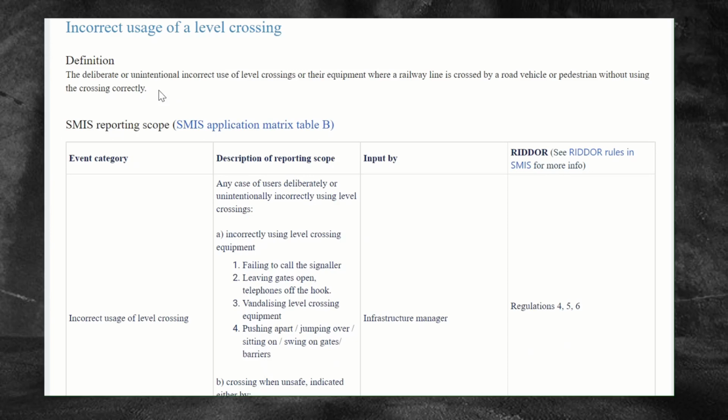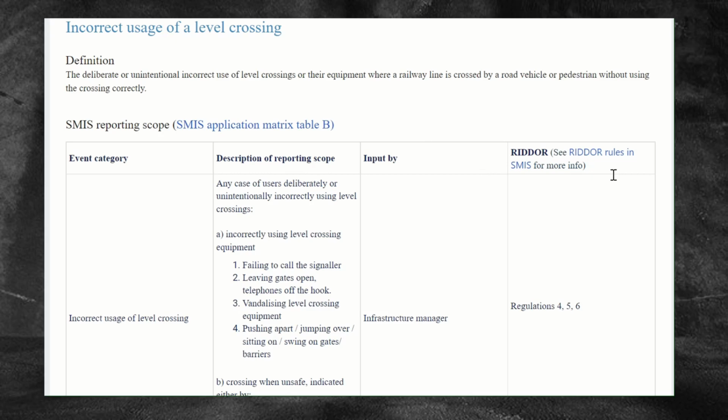First, you can find the definition, which reads, the deliberate or unintentional incorrect use of level crossings or their equipment where a railway line is crossed by a road vehicle or pedestrian without using the crossing correctly. Next, we have the SMIS reporting scope, which is an excerpt from Table B of the SMIS application matrix. Here we have the event category, description of reporting scope, input by, which tells you who would enter this type of event in SMIS. So here we can see that the responsibility lies with the infrastructure manager.